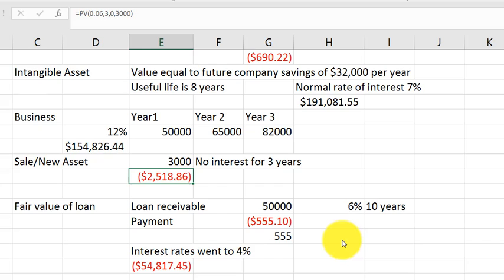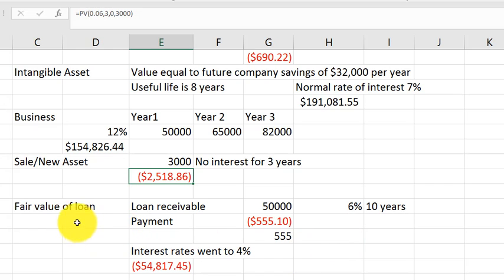So at the end of the 3 years, my liability will have grown from $25.18 up to $3,000 by the interest calculated each year. And then I will pay it off. I will debit loan payable or liability of some sort and credit cash for $3,000.